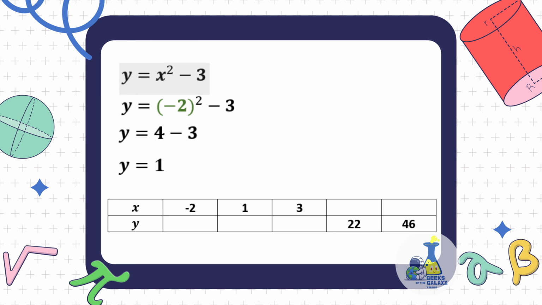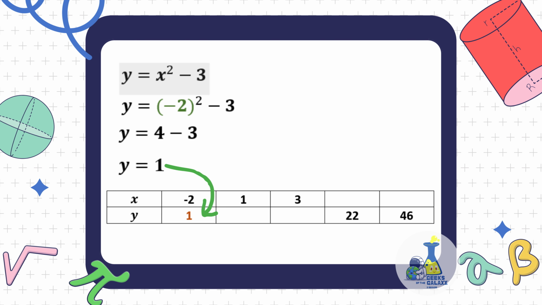Our first step is to say that negative 2 times negative 2, you will remember that a negative times a negative gives us a positive, and 2 times 2 is 4, which means we have an equation that reads y equals 4 minus 3, which is 1. This means the corresponding y value for an input of negative 2, or an x value of negative 2, is 1, and we can fill that into our table.